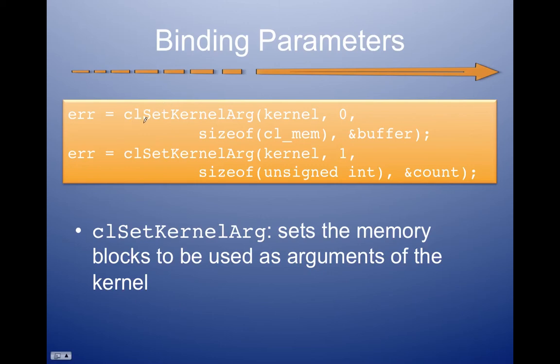Now I have to bind the arguments to the kernel arguments. So here, argument 0, I will say this will be the buffer I have created before. So this will correspond to the array argument of the kernel. And the second argument, number 1, will be the variable called count of the kernel.